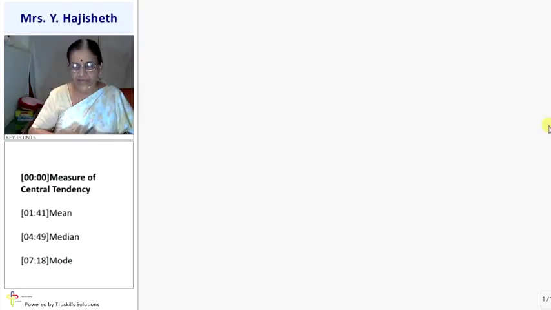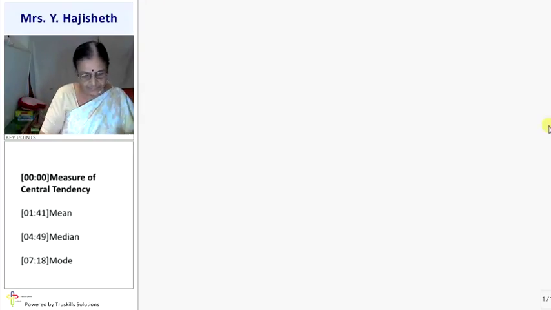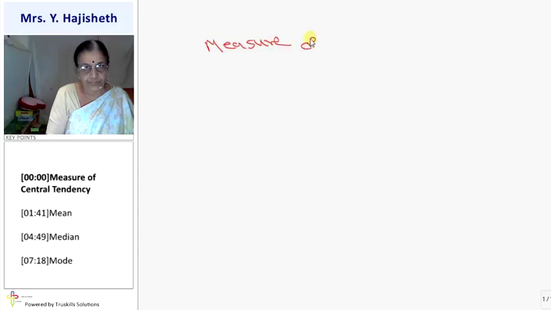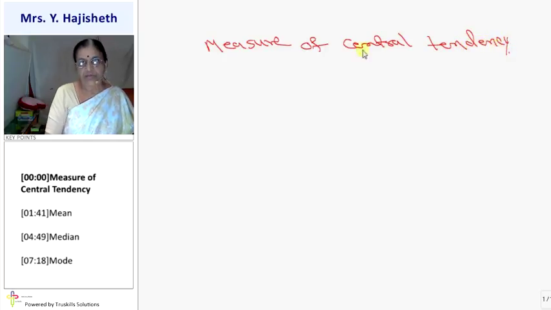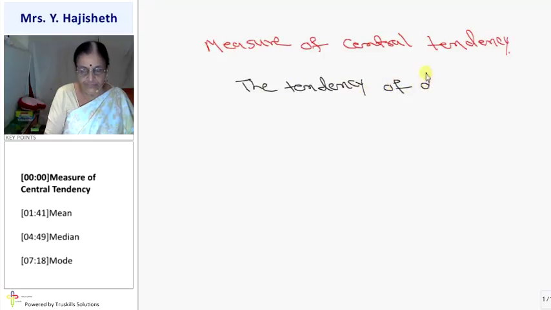Now see, the last concept of this topic, statistics, is the measure of central tendency. Now what is the measure of central tendency? The tendency of data.